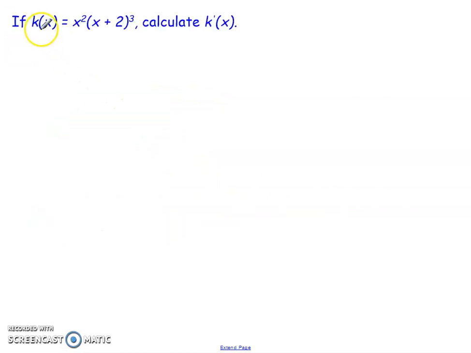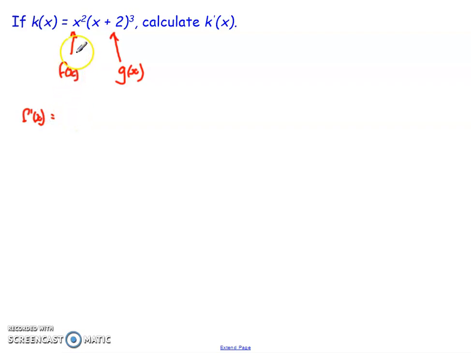So first one, if k of x equals x squared (x plus 2) cubed, calculate k dashed of x. Now remember, this is the product rule, so what we do to start with is we assign our f and our g, we calculate the derivatives of it, and we plug it in the formula. So for this one, I'm going to assign the first part, the x squared, as my f of x, and the second part, the (x plus 2) cubed, as my g of x.